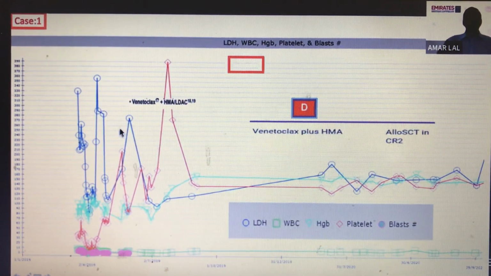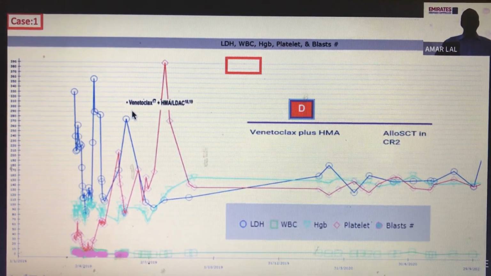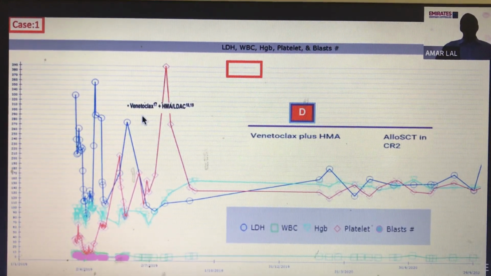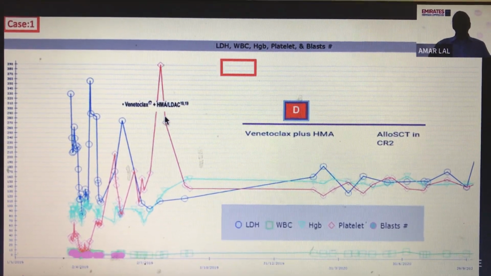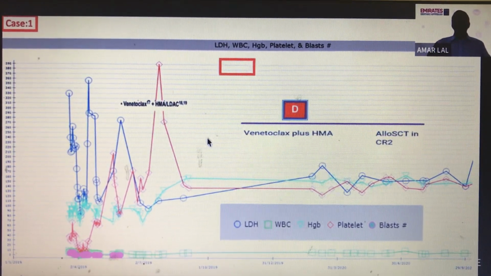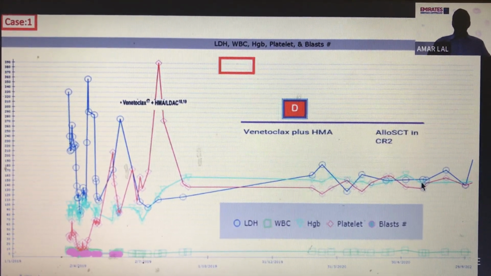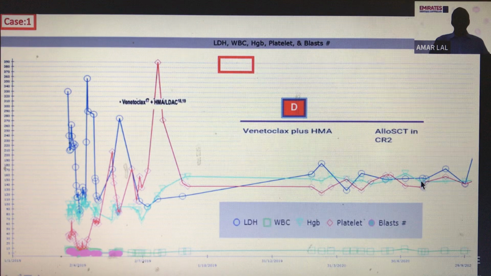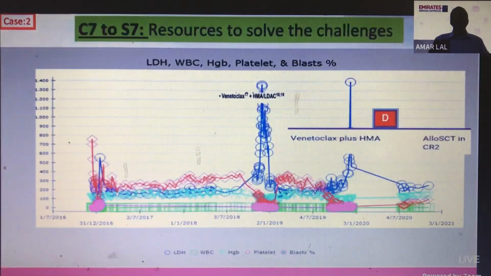Fortunately, he responded after the first cycle, and bone marrow revealed complete remission. So we continued 4 cycles till the patient went for transplant, finding a match, and everything done. He went for allogeneic transplant, and the good thing is over the 2 years, you can see the graph, now he is in complete remission. So he's a young patient. The idea is to show you venetoclax plus allogeneic transplant.